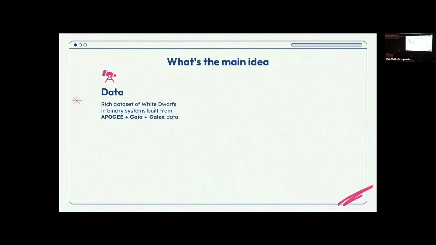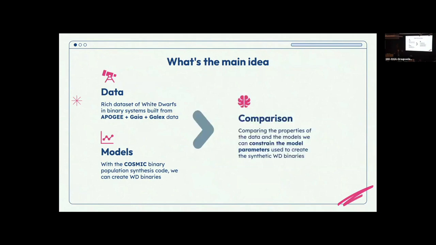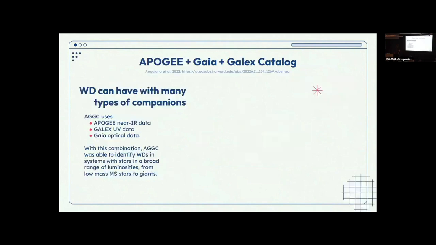And what we wanted to do was to compare this very, very nice data set that we got from APOGEE, Gaia, and GALEX data for white dwarf main sequence binaries with population synthesis with Katie's code COSMIC. And by comparing these things, we want to constrain the parameters that we're using for mass transfer inside of COSMIC, and see if we can reproduce this population or not, which is nice. But how are we going to do that? So let me first introduce our data.